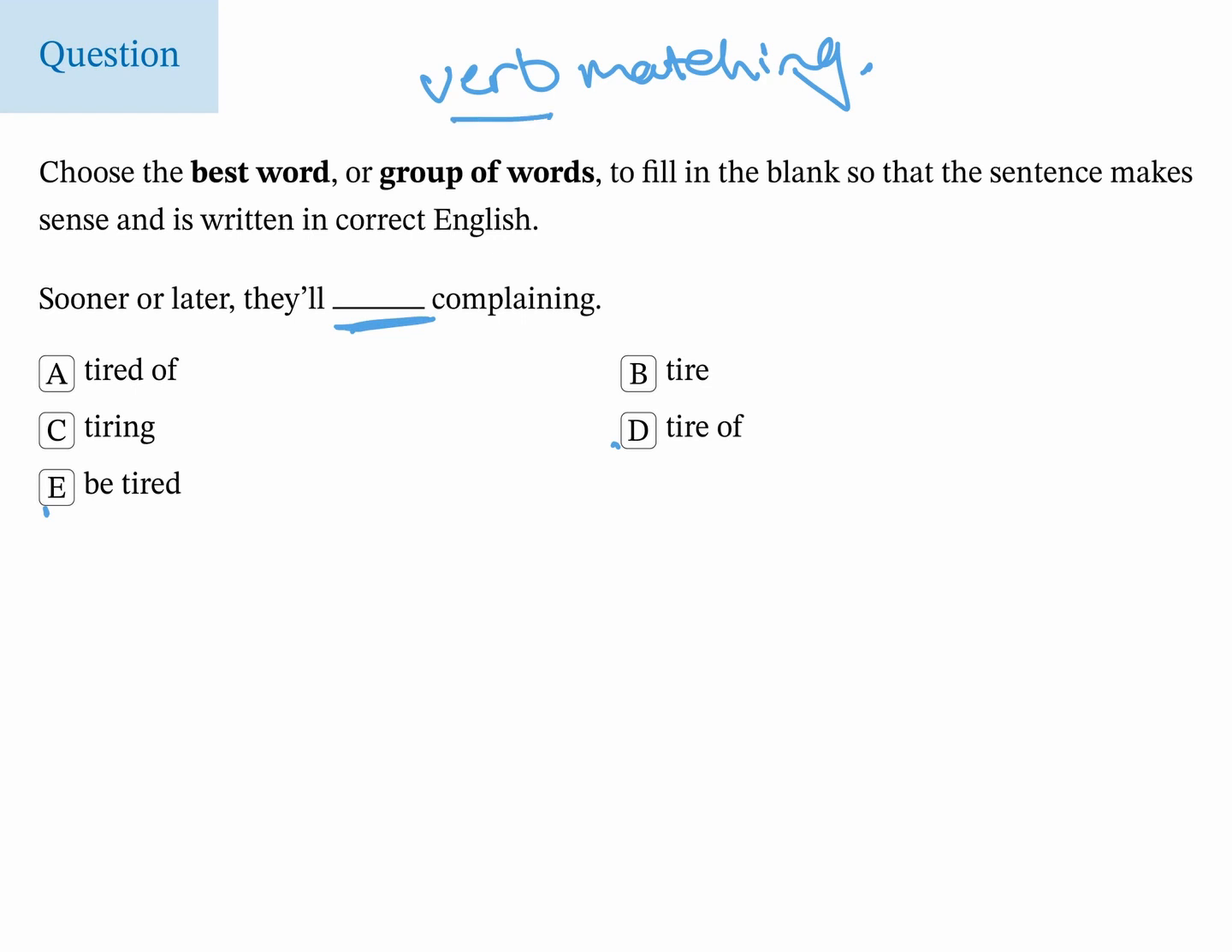So how do we do that? Okay, well, you can see here, just before the gap, we have a contracted version of will, they'll, they will. And after the gap, we have a verb pattern.